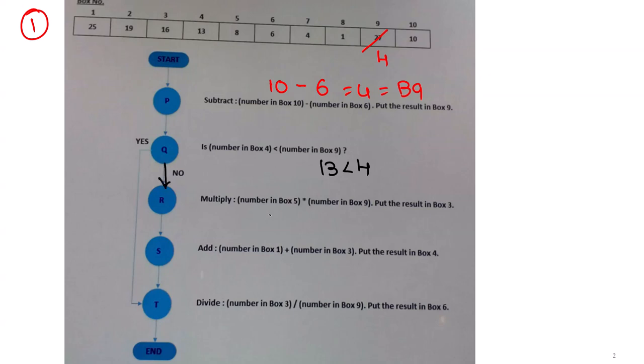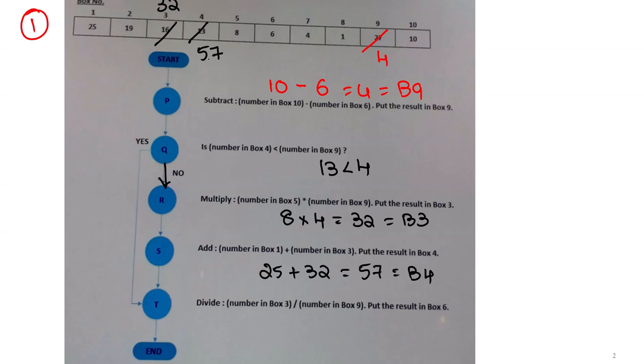As it is no, we have to go for this step. Number in box 5 is 8, number in box 4 is 4. The result is 32. We have to update that in box 3. Update box 3 as 32. Next step is number in box 1 plus number in box 3. The result is 57. We have to update that in box 4. Box 4 is updated to 57.